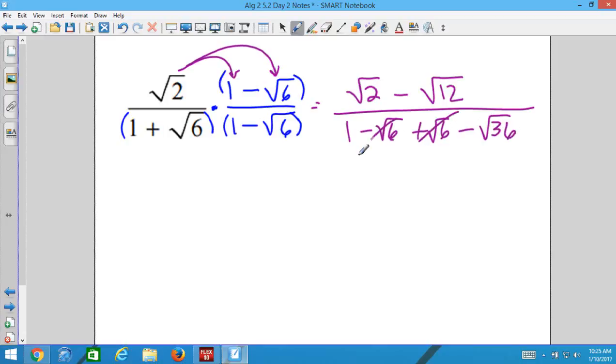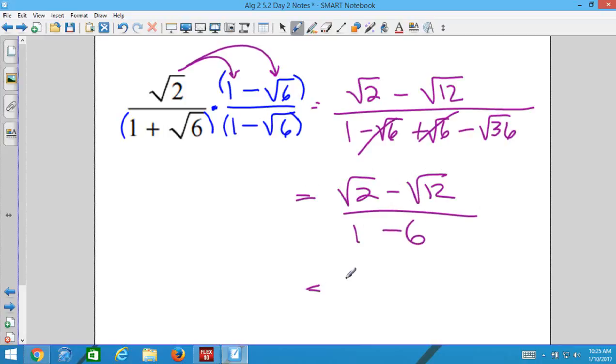And what happens to the center terms? They cancel out every time, if you've done it correctly. So I get 1 minus 6 on the bottom. On top, I've got radical 2 minus radical 12. On the bottom, I've got negative 5.